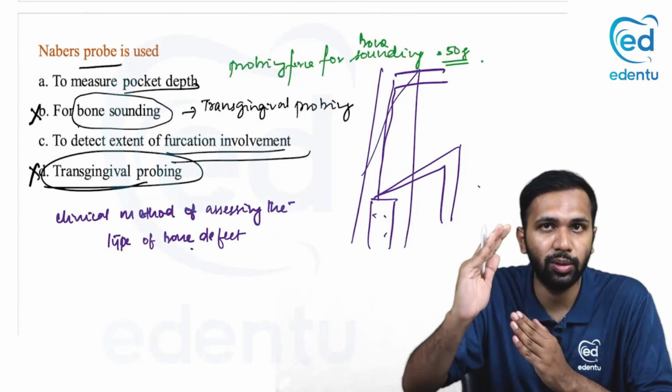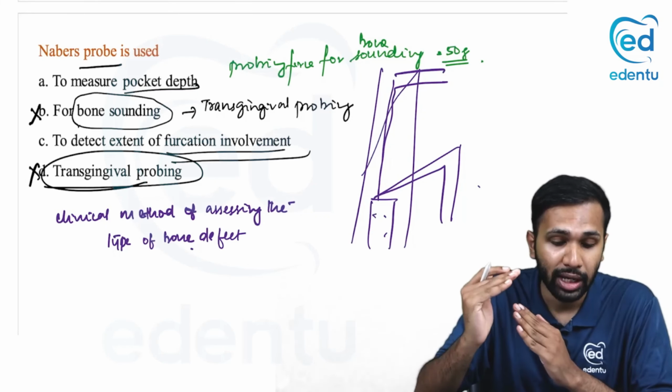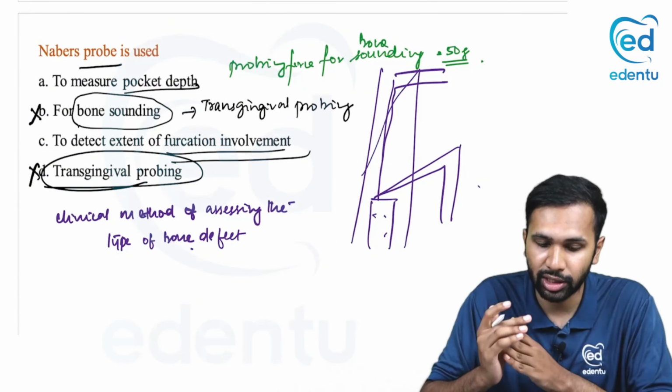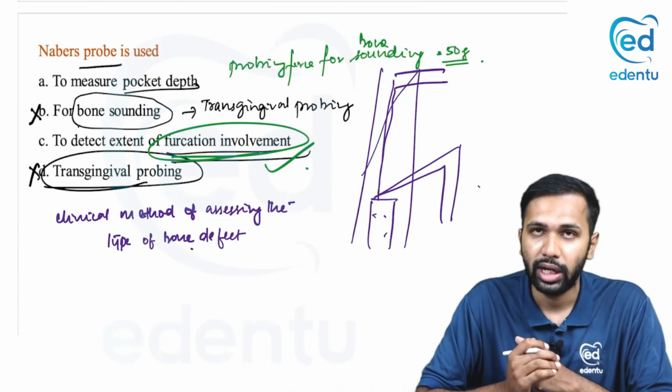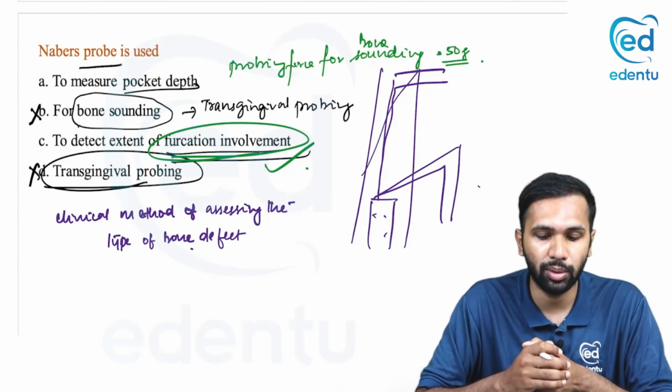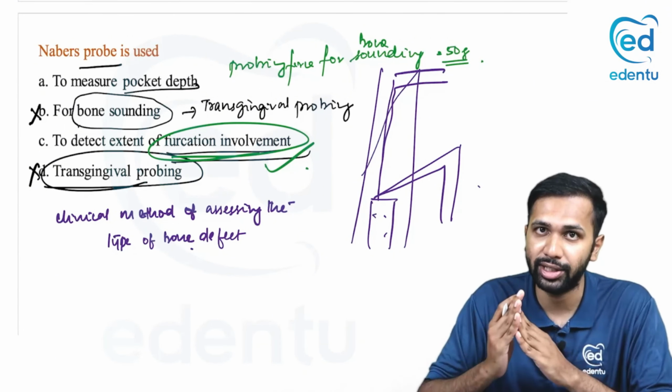It's not like you read the question and study it as option A, B, C or D. The answer to this question is furcation involvement, option C, but you should know important points regarding bone sounding and transgingival probing. It is one and the same.